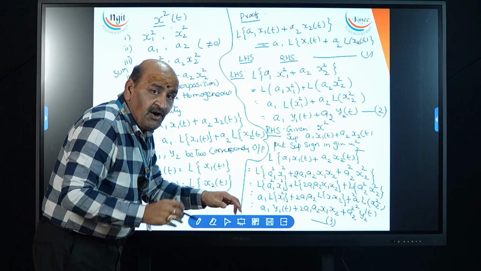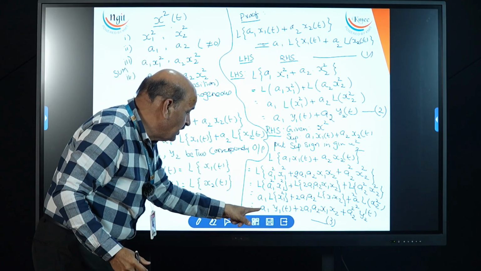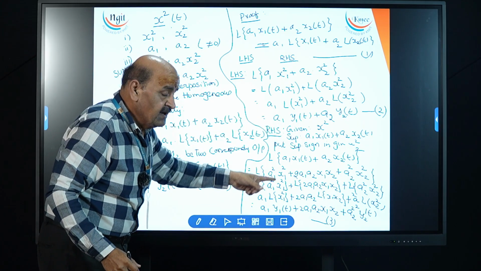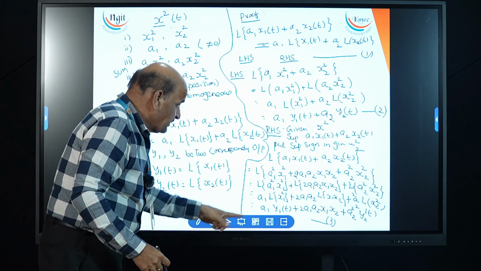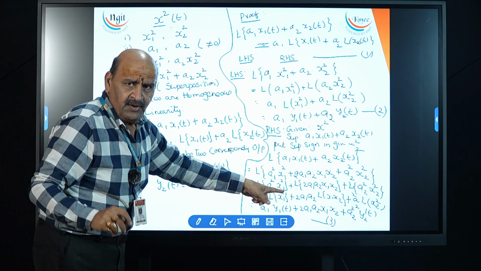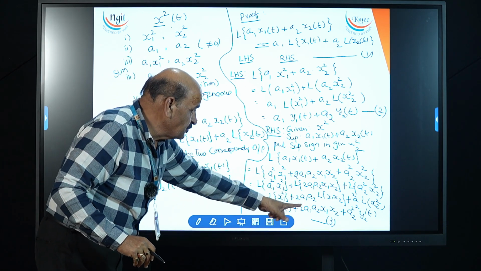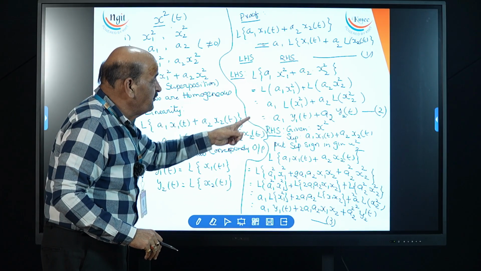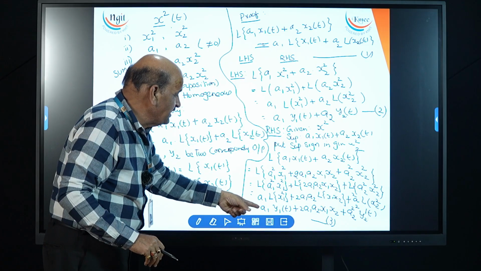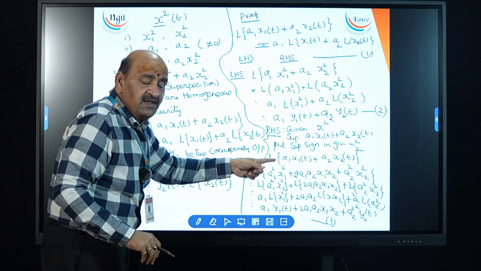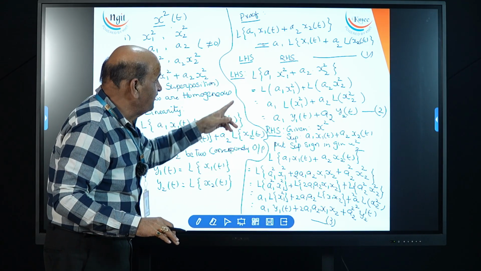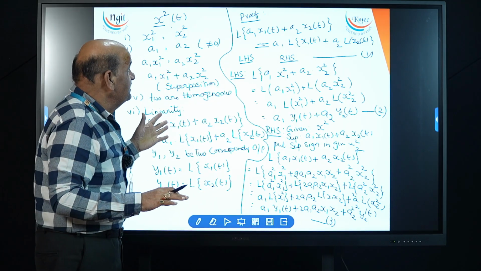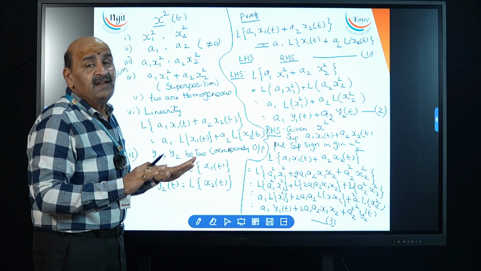But in the RHS expansion, what did you get? 3 terms. Here it contains only 2 terms, and there it contains 3 terms, 1, 2, 3. Therefore these two are not equal. If you verify the terms in the LHS and RHS, definitely these two are not alike. Therefore, in this system, LHS is not equal to RHS, so the given system is a non-linear system.